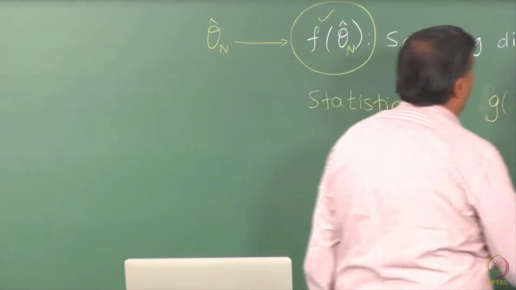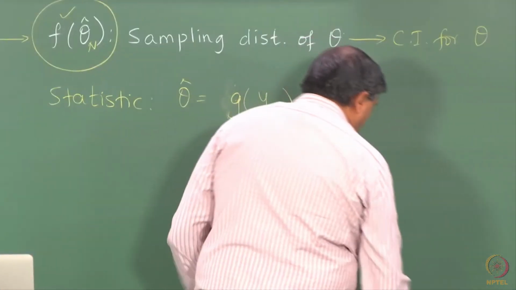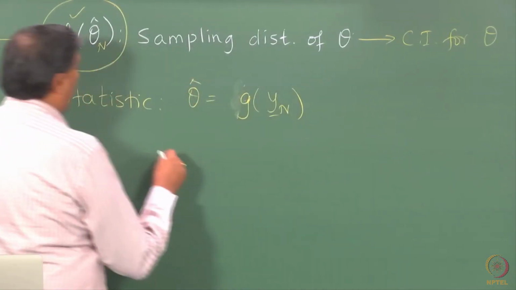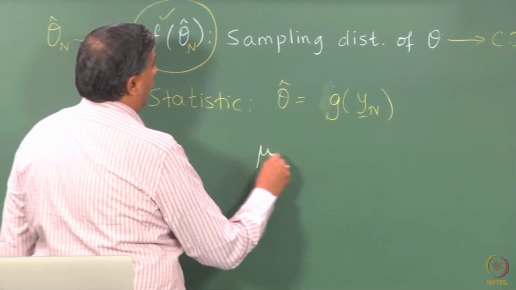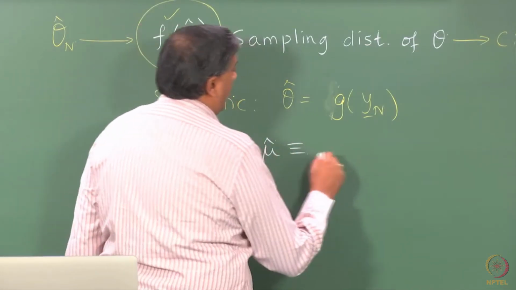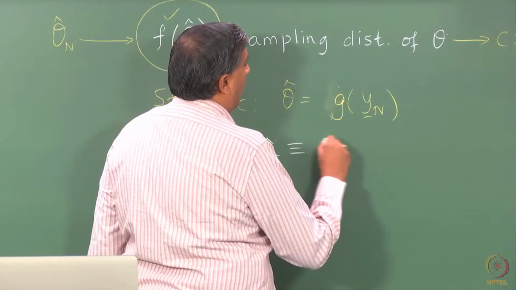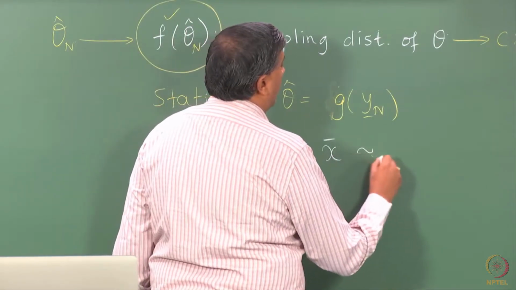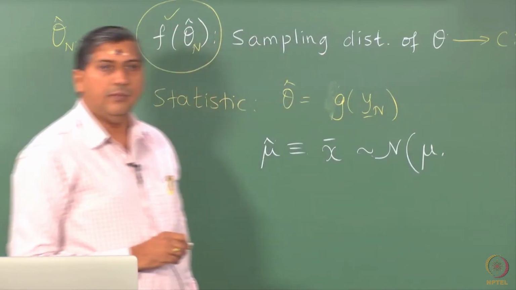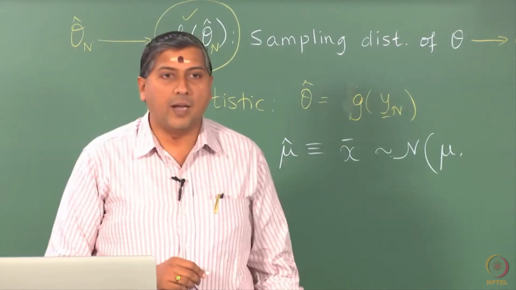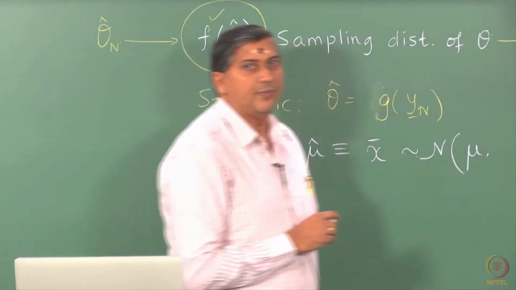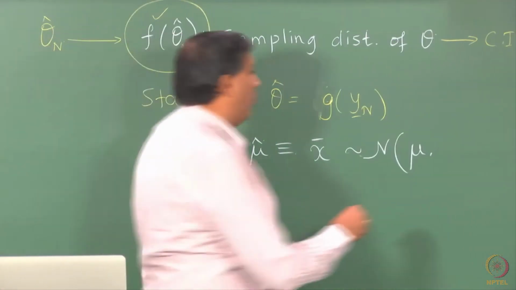In other words, we would say that mu hat, which is nothing but your x bar, follows a Gaussian distribution with mean mu, because it is an unbiased estimator, and variance sigma square over n, very good.